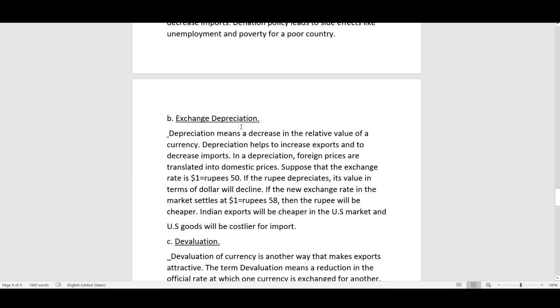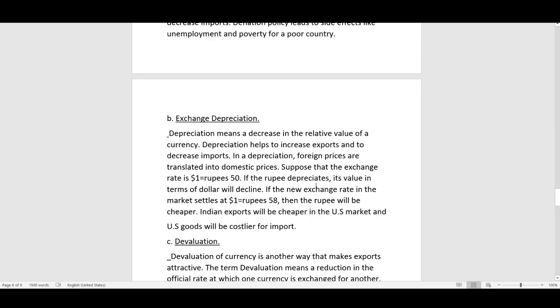Second, exchange depreciation. Depreciation means a decrease in the relative value of a currency. Depreciation helps to increase exports and to decrease imports. In a depreciation, foreign prices are translated into domestic prices. Suppose that the exchange rate is $1 equal to 50 rupees.